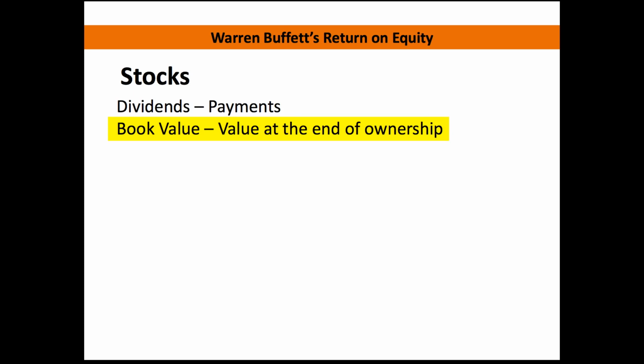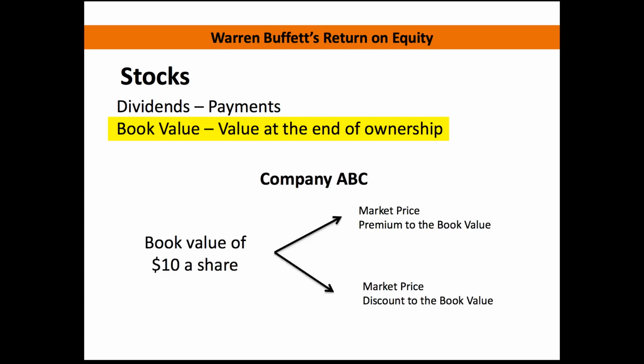So that's what we're going to focus on as the book value here. So let's say that we have a generic company called company ABC. And we know that the company is traded at a premium or a discount to that company's book value. So what we're going to say is that company ABC has a book value of $10 a share, okay?